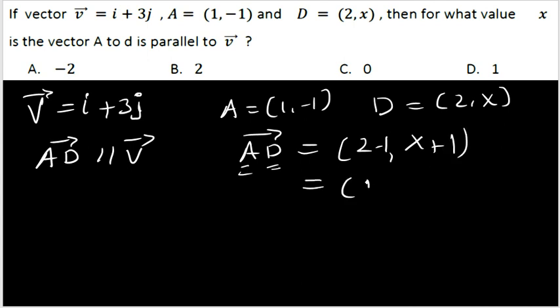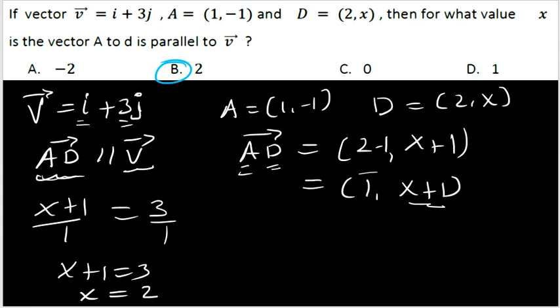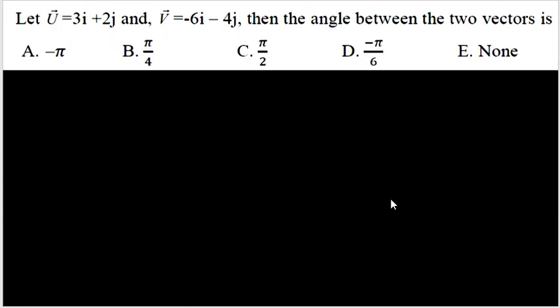So this is the same as 1 comma x plus 1. This is AD. So if AD is parallel to V, what to do? The vector AD, the y component divided by x component, that is x plus 1 divided by 1, must be equal to V, the y component is 3 and the x component is 1, 3 over 1. Then when you multiply crisscross, x plus 1 will be 3, so x must be equal to 2, so the answer is B.